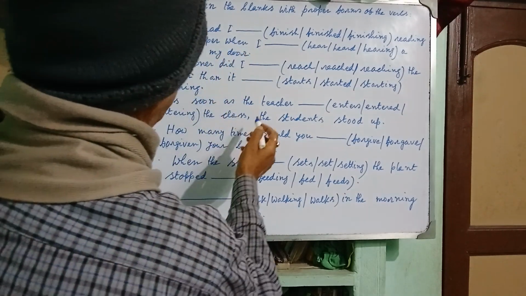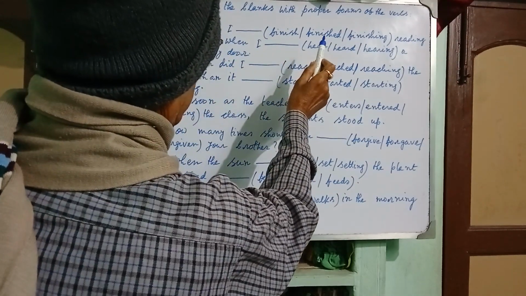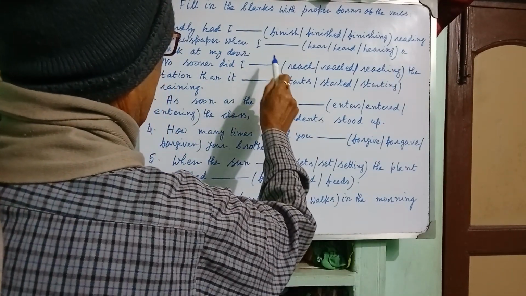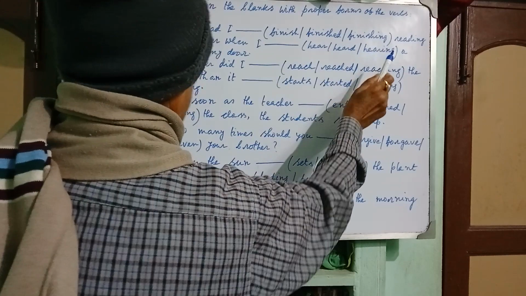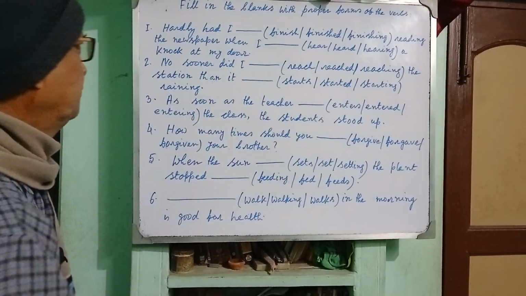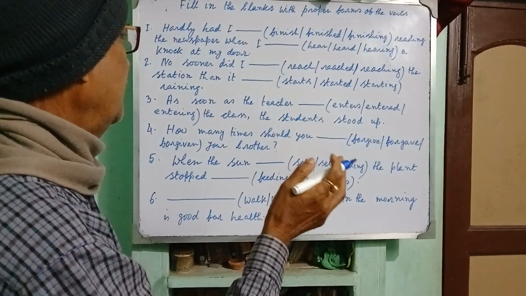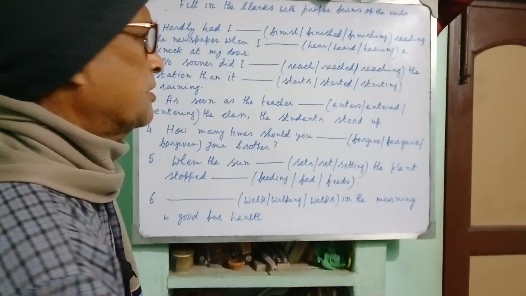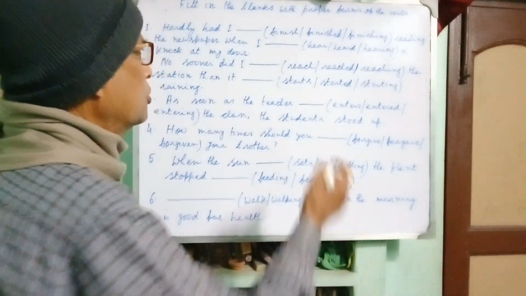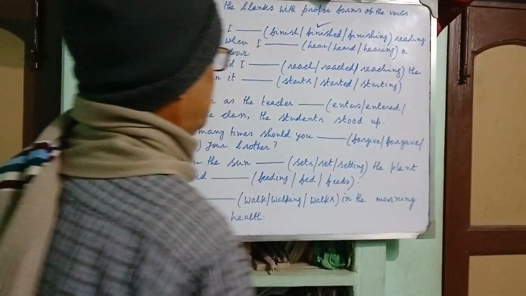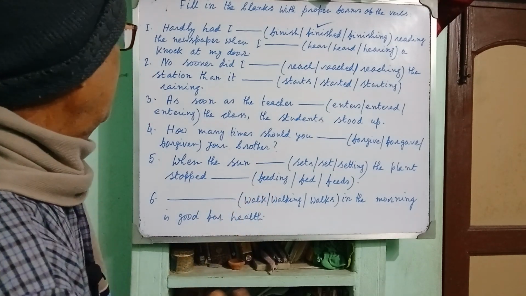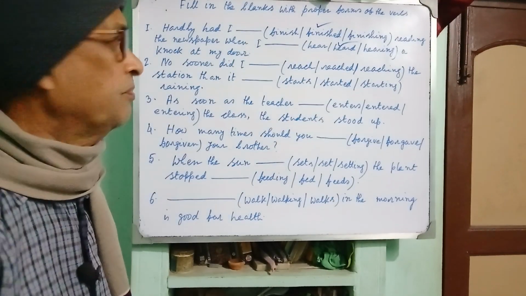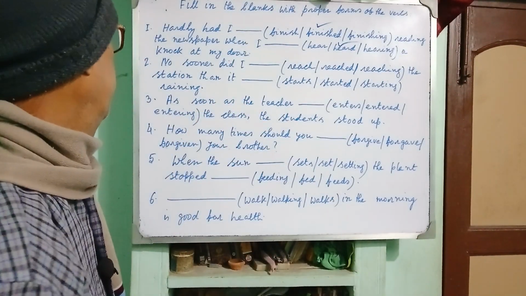Hardly had I finished reading the newspaper when I heard a knock at my door. So hardly had is always followed by the past participle form of the verb. So hardly had I finished reading the newspaper when I heard. So it is the simple past tense. A knock at my door.